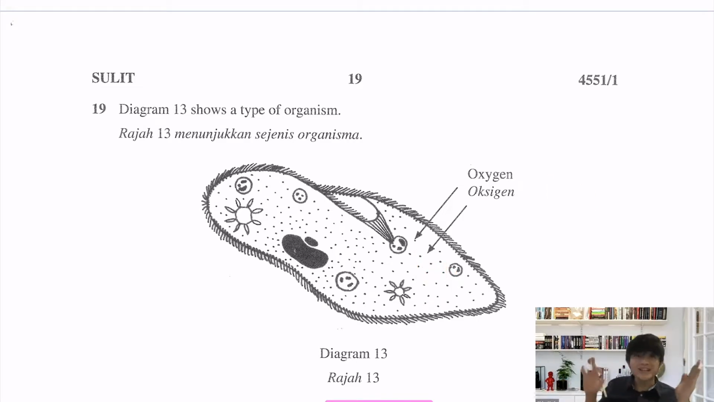Imagine I fart and you can smell it. I fart and you smell it. It's basically diffusion, the law of diffusion.